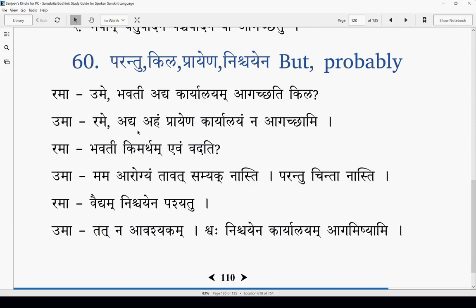These are used as avyayas. If you see the examples here: Ume, bhavati adhya karyalayam agachati kila. Kila is used in multiple senses, meanings. Many times it is used for emphasizing what is known, or underlining what is known. So here Rama is asking, Ume, bhavati adhya karyalayam agachati kila. You come to the office, right? So this means Uma comes to the office every day, so just to make sure, is that right?